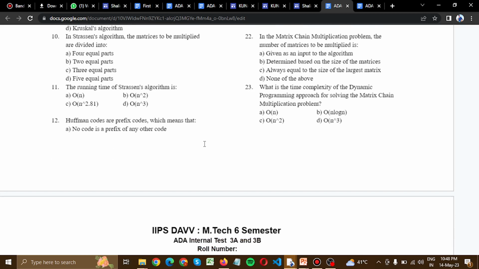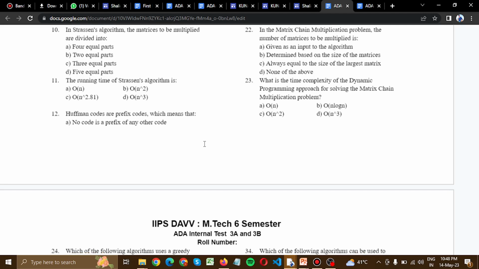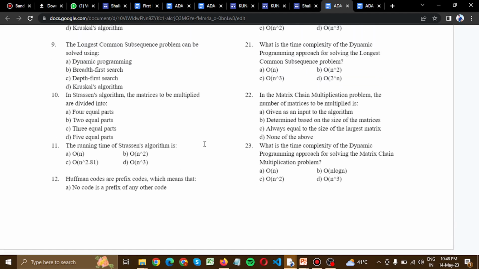The running time of Strassen's algorithm is based on divide and conquer strategy. It is a faster way to multiply two matrices. The running time of Strassen's algorithm is O(n^log2(7)), which is approximately O(n^2.81). So the correct option is C.